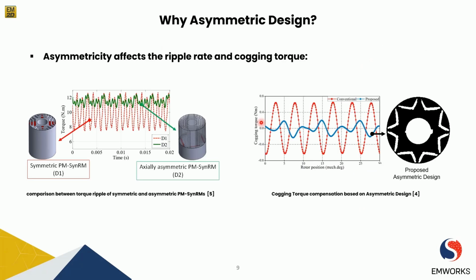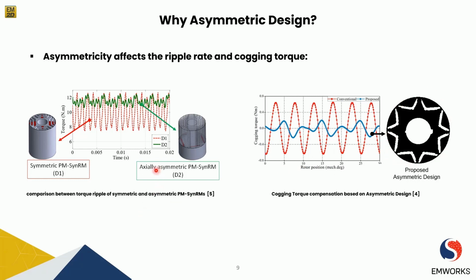But the benefits of asymmetric design are not limited to the average torque. There have been very significant achievements in terms of reducing the ripple rate and the cogging torque of permanent magnet machines. The literature shows lots of research and data showing the cogging torque, for instance, in this topology. By adopting this topology, it has been reduced significantly from this waveform, which is a conventional PM machine, to this waveform, and as you can see, the peak value has been significantly reduced by adopting asymmetric design.